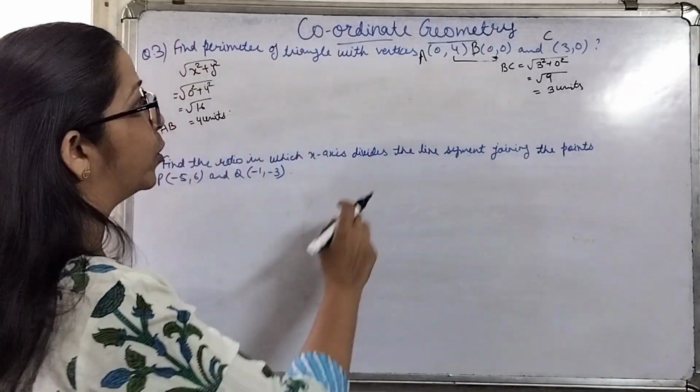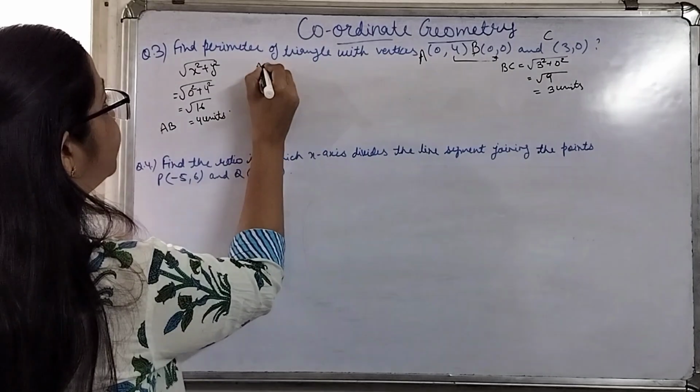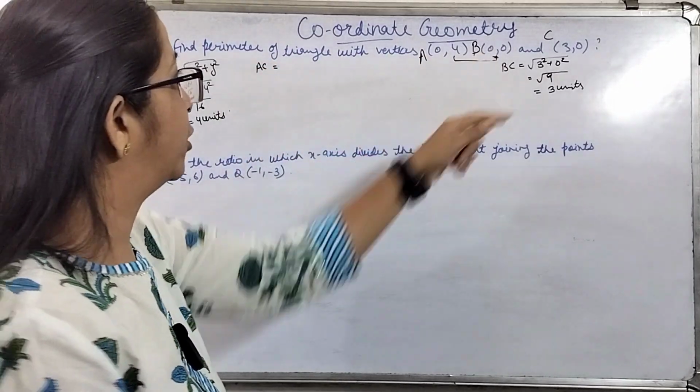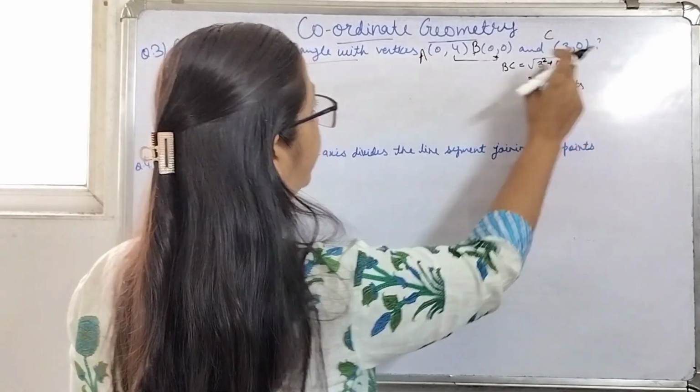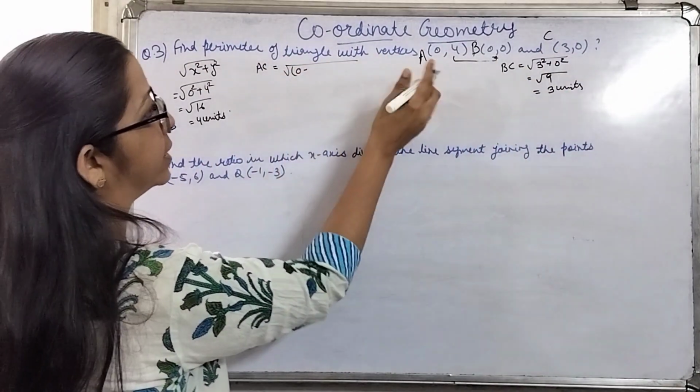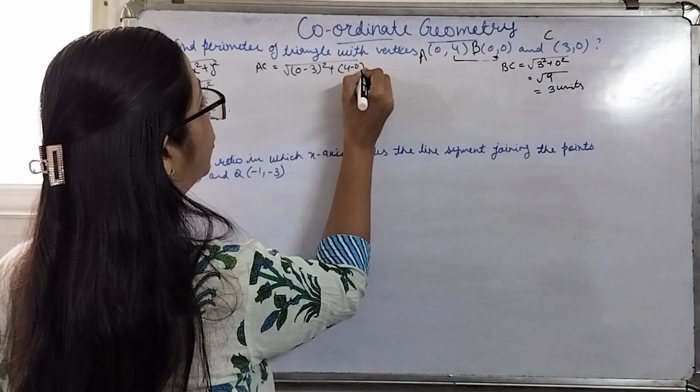Now which distance is required? The distance between A and C is required. So AC will be, over here, this is x1 y1 and this is x2 y2. So it will become (0 minus 3) whole square plus (4 minus 0) whole square.